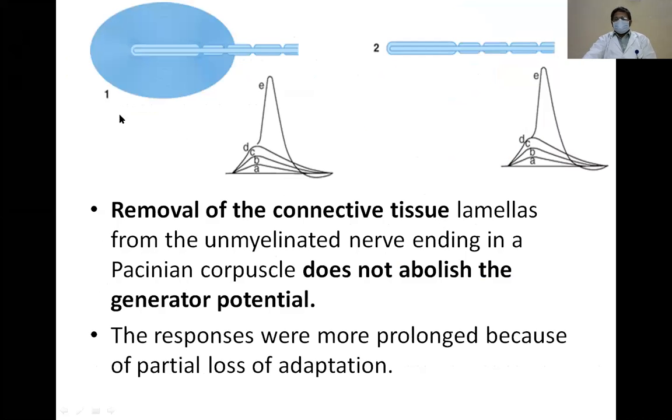Suppose you remove the connective tissue lamellae around the unmyelinated nerve ending in the Pacinian corpuscle. We cannot abolish the generator potential. Suppose you remove these as well, we will still produce an action potential. The responses are more prolonged because of the partial loss of adaptation.